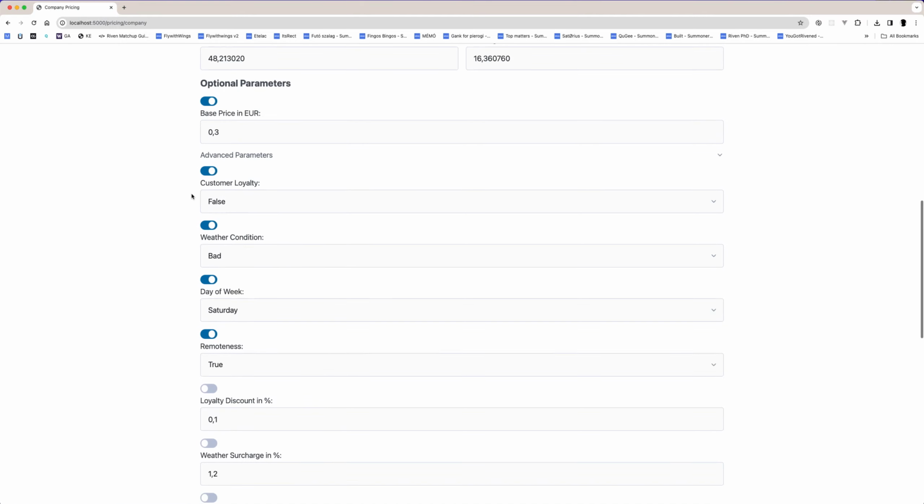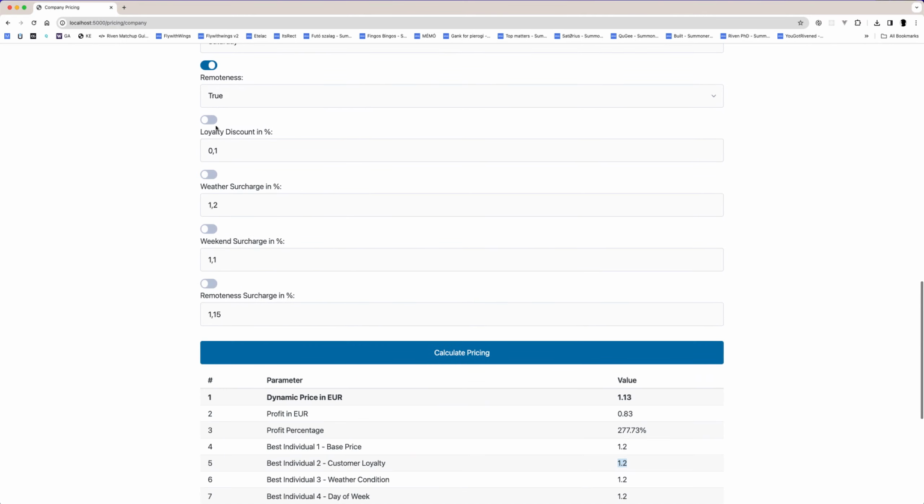We can also set the different kind of discounts or surcharges we give. For example, for the loyalty account, we could give 20%. For the weather surcharge, we could multiply it also with 30%. For the weekend, same here. For the remoteness, same here.